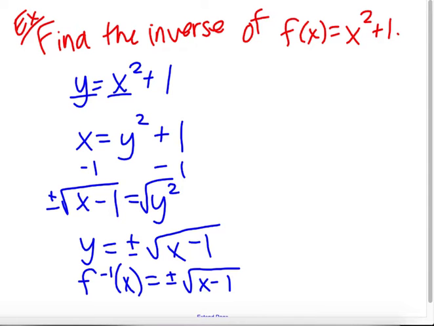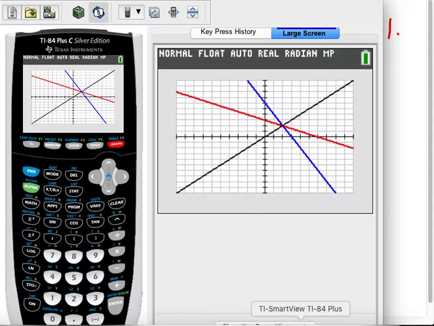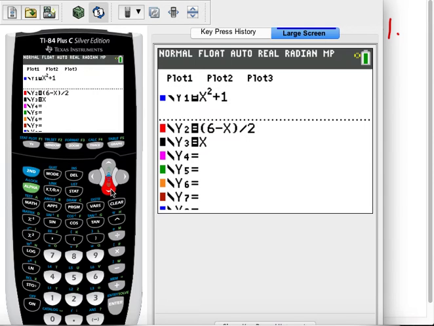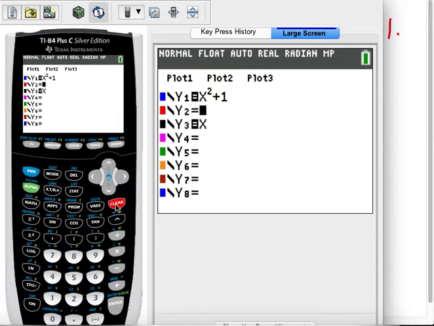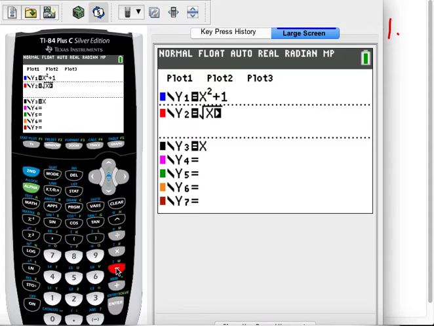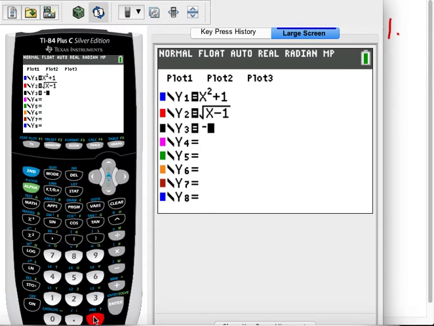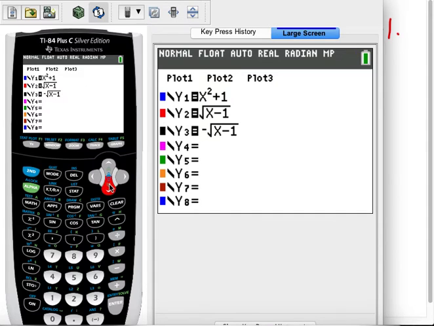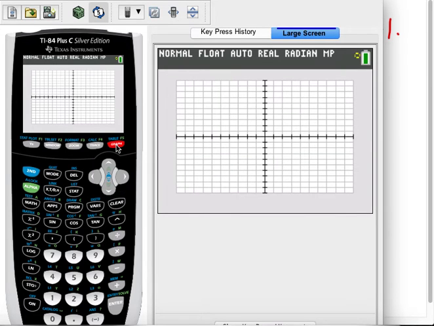If I wanted to verify that graphically, I could do so. I could graph f of x, which was x squared plus 1. I could graph the inverse that I got, which technically has two parts. So the first one is positive square root of x minus 1, and the other one was negative square root of x minus 1. And then I'm going to go ahead and graph the line y equals x again, just so you can see that it's reflected over it. So here's my first function, and then the inverse is going to come in two pieces. There's the first piece, and then there's the second piece.